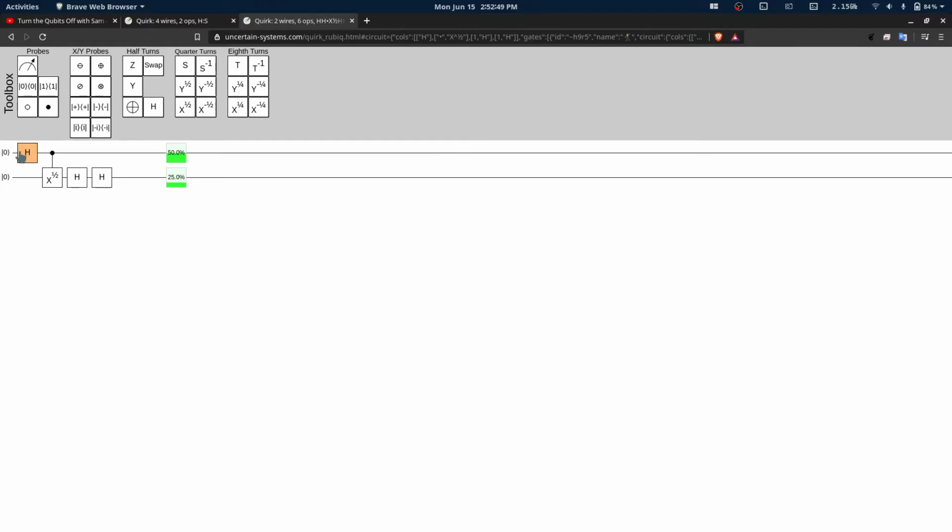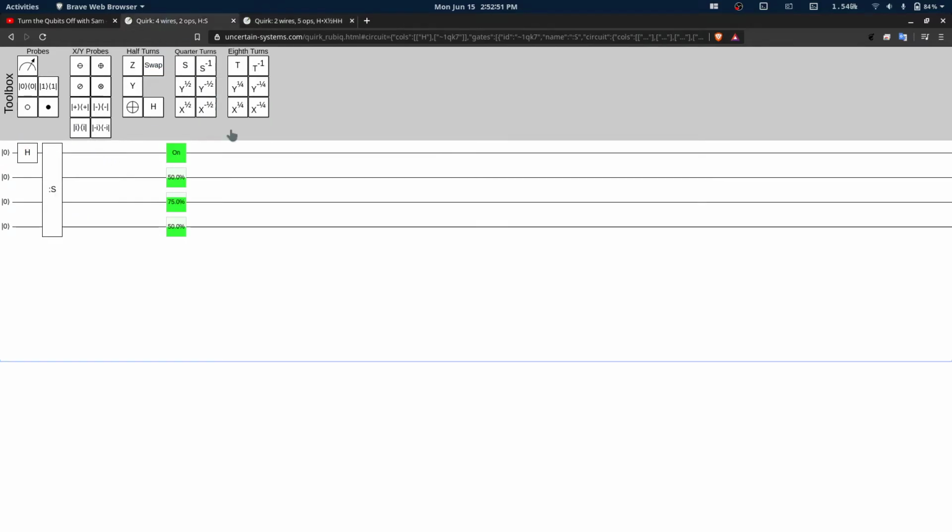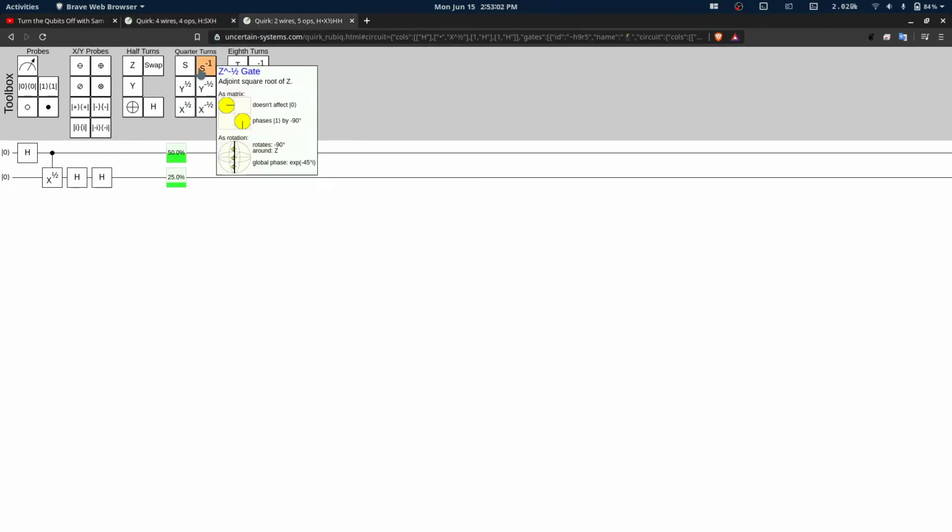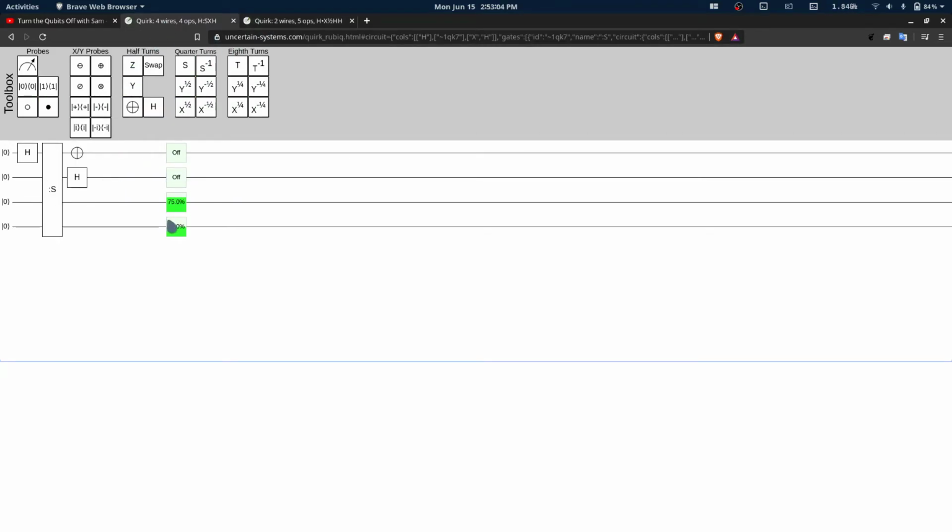This is the circuit. This is the mystery circuit for these two qubits, I guess. So if I apply Hadamard here, yeah, it's off, and if I apply a Pauli-X gate here, that should turn it off. So we just solved the first two qubits. Now let's get to these two qubits.